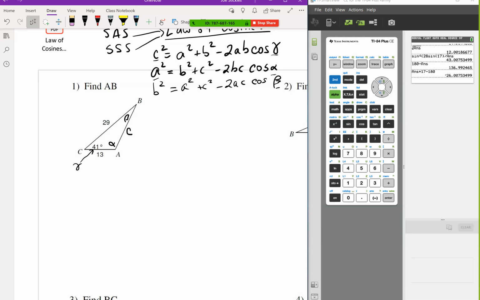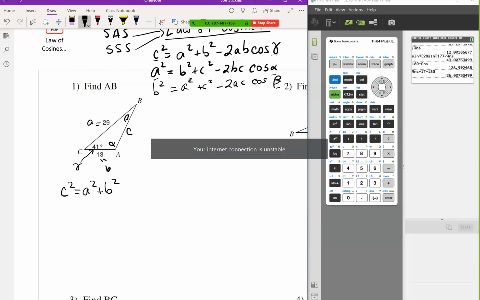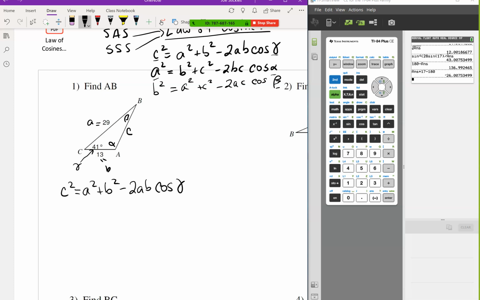Okay. So notice in this case that we have two sides. This is side A, your 29 is your side A, and you have side B, your 13. So I've got the two sides, and the included angle here is gamma, the one at C. So I'm going to use that first version of the formula to help me figure out what C is. So the law of cosines says we have C squared equals A squared plus B squared minus 2AB cosine of gamma.